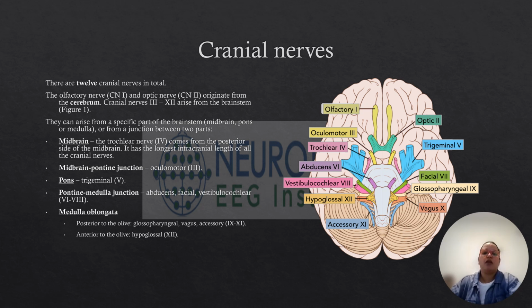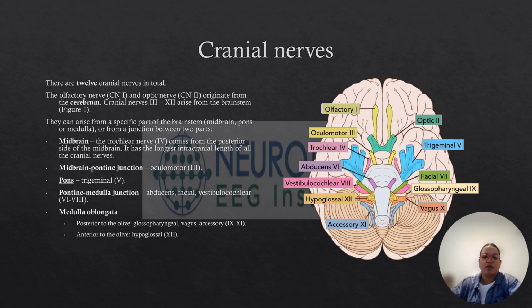So from the midbrain, we have the trochlear nerve, which is the 4th. That's the only one that is in the midbrain. But in the junction between the midbrain and the pons, we have the oculomotor nerve, okay? Oculomotor nerve is right here. And then from the pons, we have the trigeminal nerve, which is right here, this huge branch, because this one goes to the face and has 3 branches.